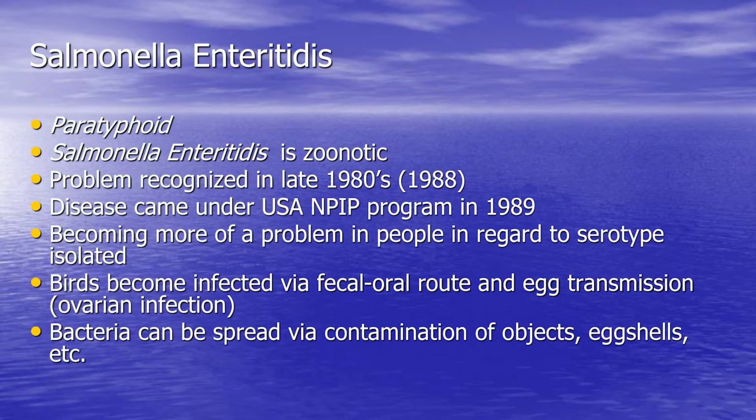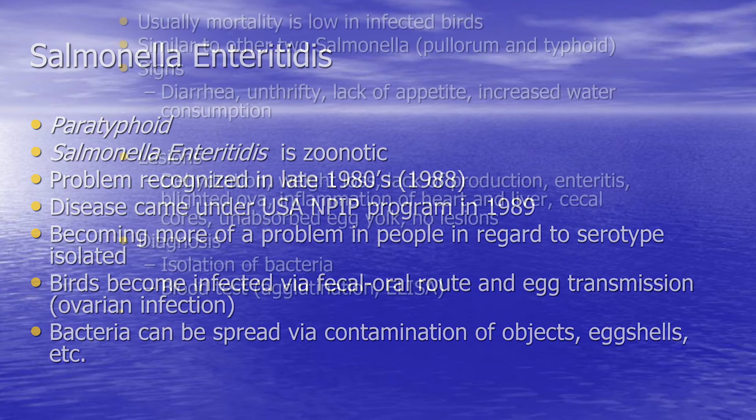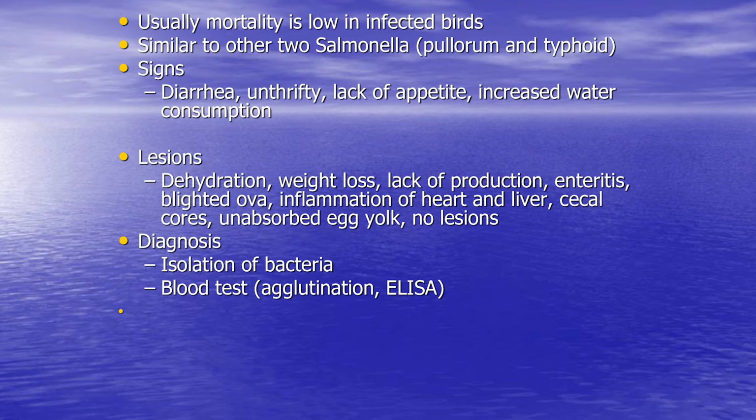Now, it is primarily by fecal-oral transmission, into the egg, and by egg transmission. The bacteria can be spread from contamination of objects and eggshells getting into those eggs. Usually the mortality in the infected bird is fairly low, but it too can be similar to the other two salmonella in that the signs are diarrhea, unthriftiness, lack of appetite, increased water consumption. The lesions: birds will be dehydrated, and of course weight loss.